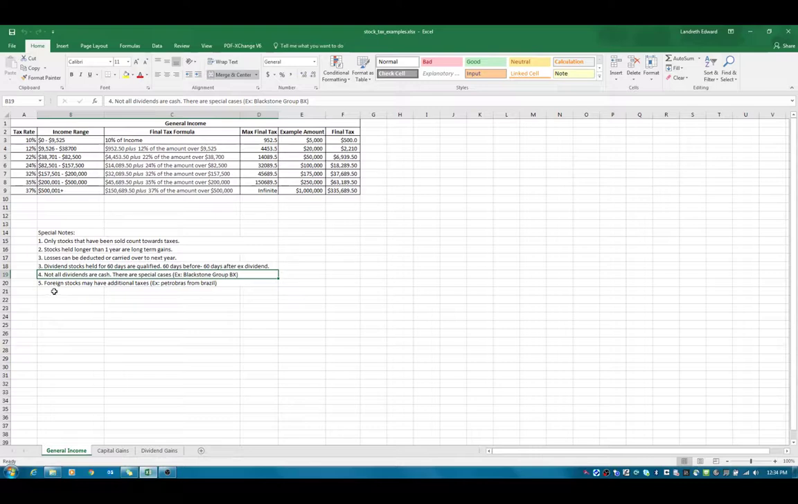The next item, not all dividends are cash. There are special cases of dividend payouts. So I did not know this when I had first started, so I hope this helps you guys to know you should look into what kind of dividend the company pays out before you end up buying it for that dividend. A good example here is Blackstone Group.